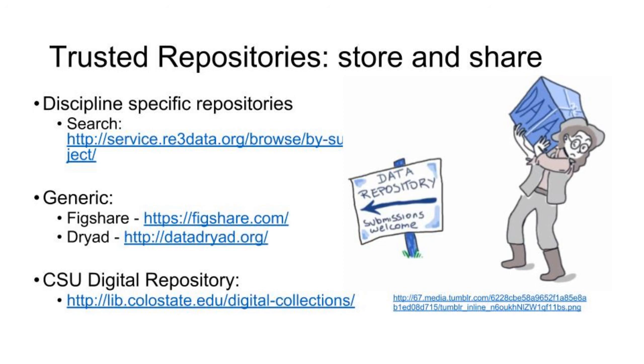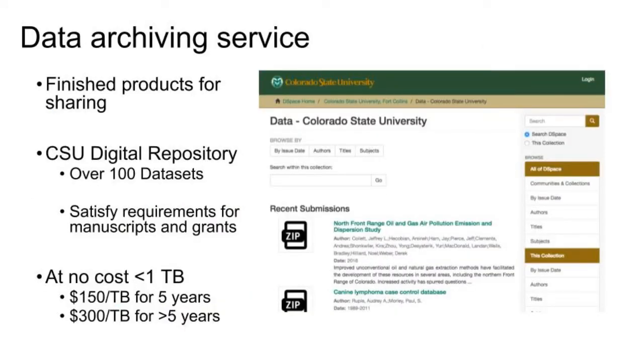If you don't have a repository that fits your needs, Colorado State has its own digital repository that can store research data. To see datasets that are in the repository, you can go to the repository and look in the data collection. It's a flexible system that uses Dublin Core metadata, but other standards can be integrated as needed. Also, it's at no cost for less than a terabyte of data. Above that, the cost is $150 per terabyte for 5 years, or $300 per terabyte for longer than 5 years.